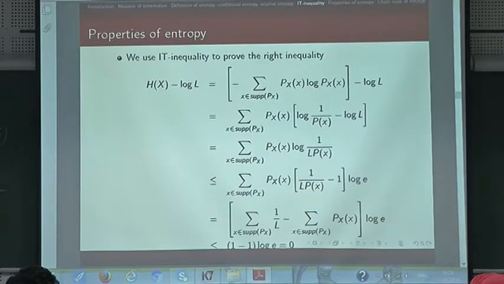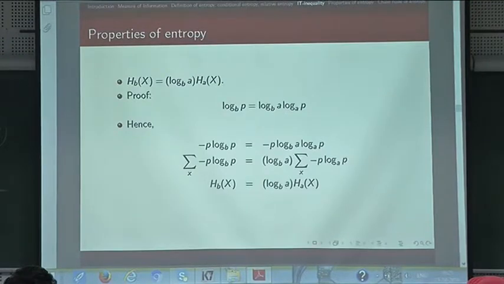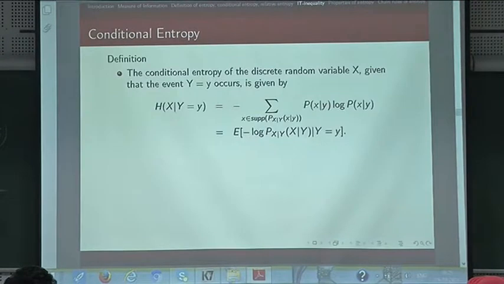Less than or equal to. No, here it is equal to. This is equal to this. So this step is equal to this. So now we are saying finally compared to the left hand side, because we introduced this less than equal to, that less than equal to is dominating here. Okay, this is very simple, so I will not waste time here. This is just conversion of logs, so we will just skip over this. Okay, coming to conditional entropy.